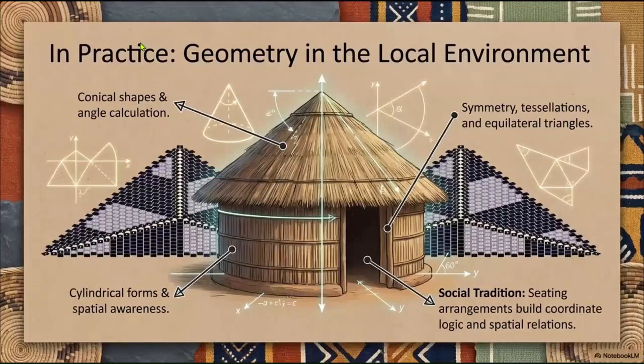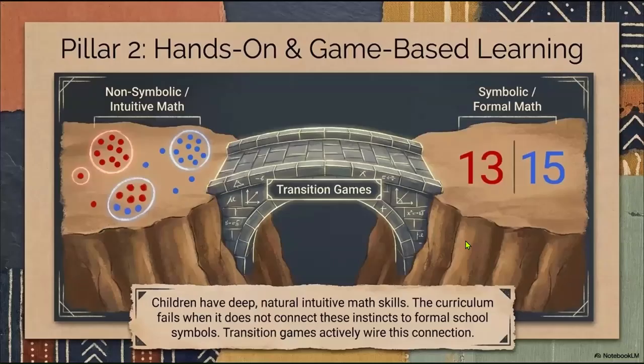Here he talks about, in practice, geometry in the local environment, conical shapes, angle calculation, cylindrical forms, social traditions, symmetry, beautiful stuff. Here it tells us the children have deep, natural, intuitive math skills. Curriculum fails when it doesn't connect these instincts.